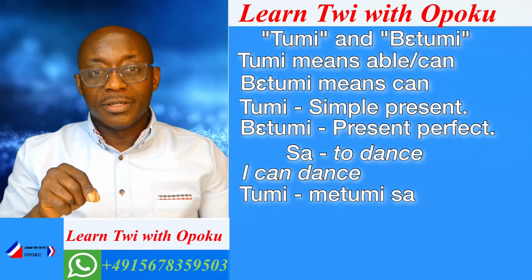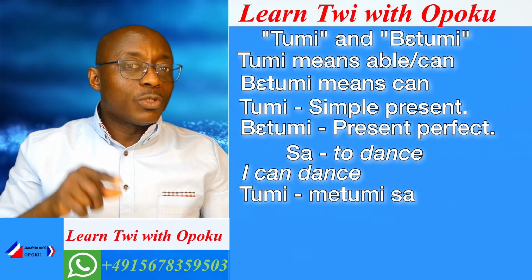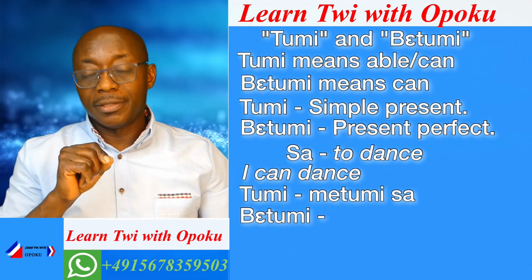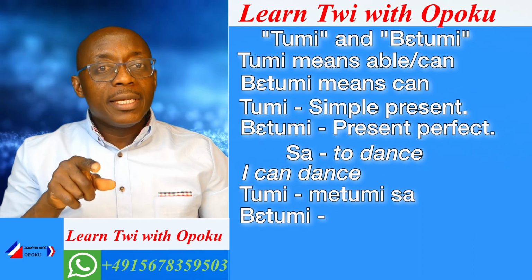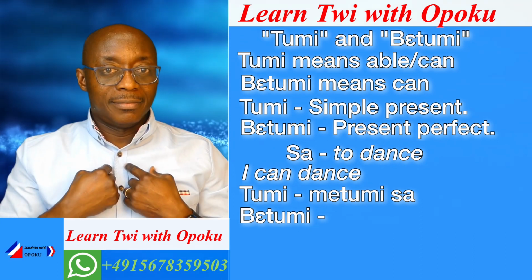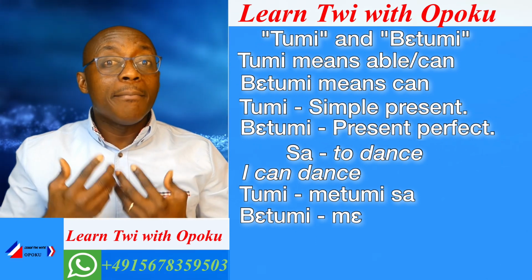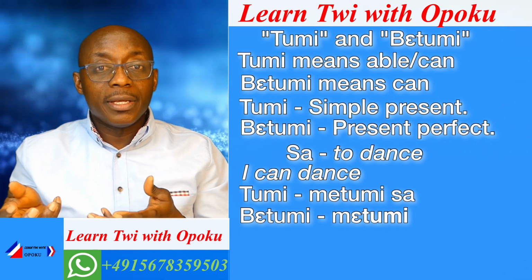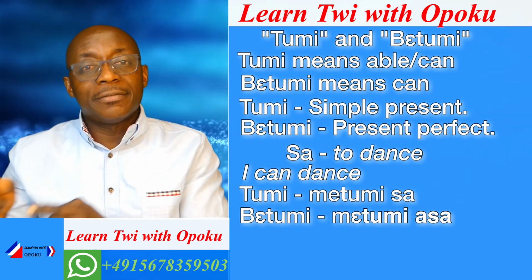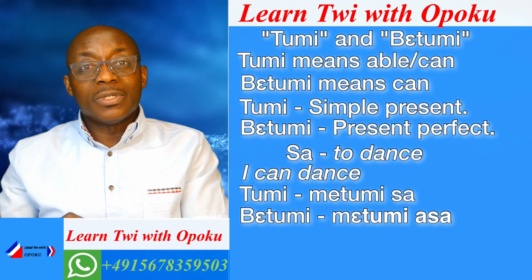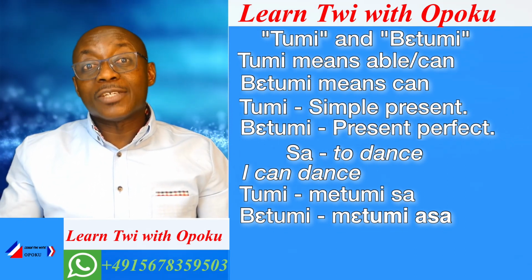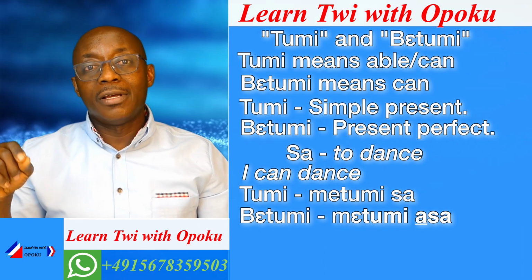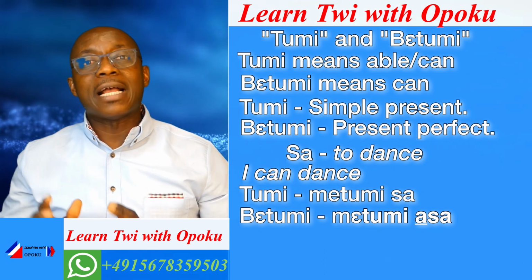Okay? Good. Let's construct the same sentence using Bɛtumi. Using Bɛtumi, I will not say me, but I will say me. That is the first difference. Bɛtumi asa. You see, sa is what? Prefixed with what? Asa. Bɛtumi asa.